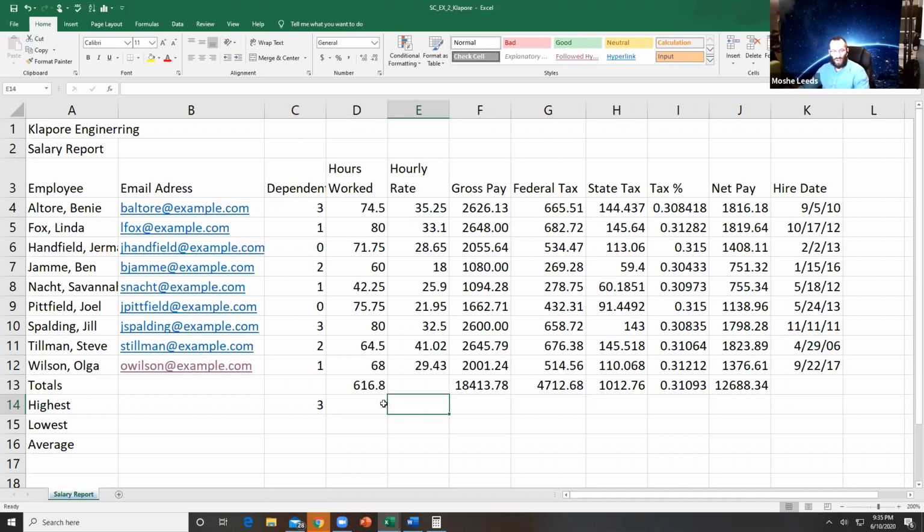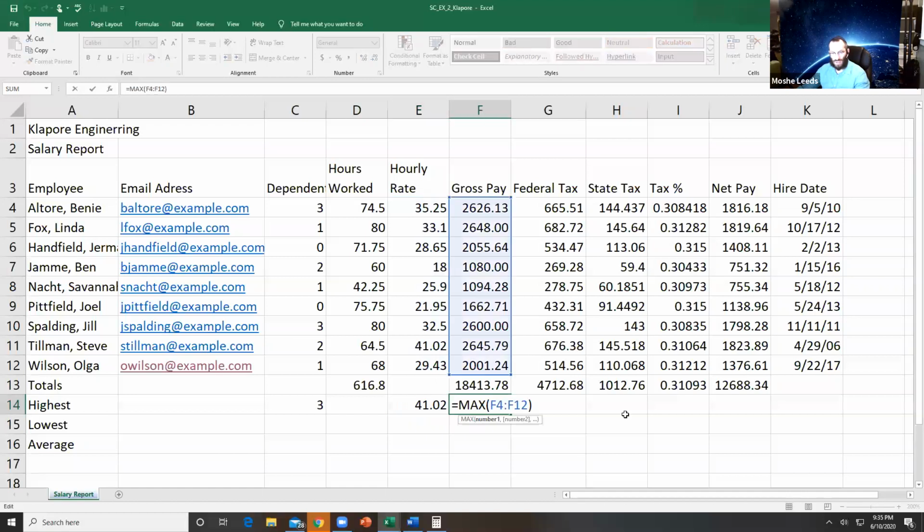Okay, so the highest salary that I'm paying out is equals MAX, parentheses, because when I do parentheses while typing a formula, it is now waiting for me to give the array of cells that I want it to calculate. I will highlight these, close it out, and there my highest hourly rate is $41. Now I could just do a quick trick here and just drag and check it out. You see, MAX. I replicated my formula there.